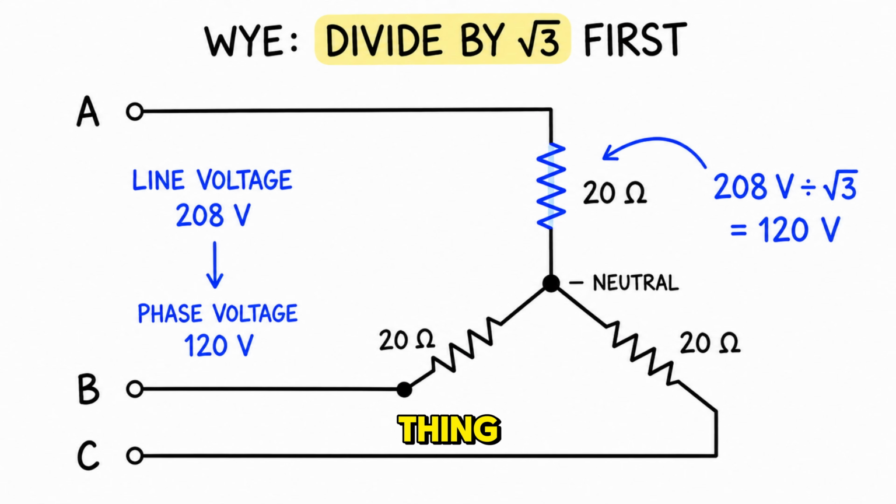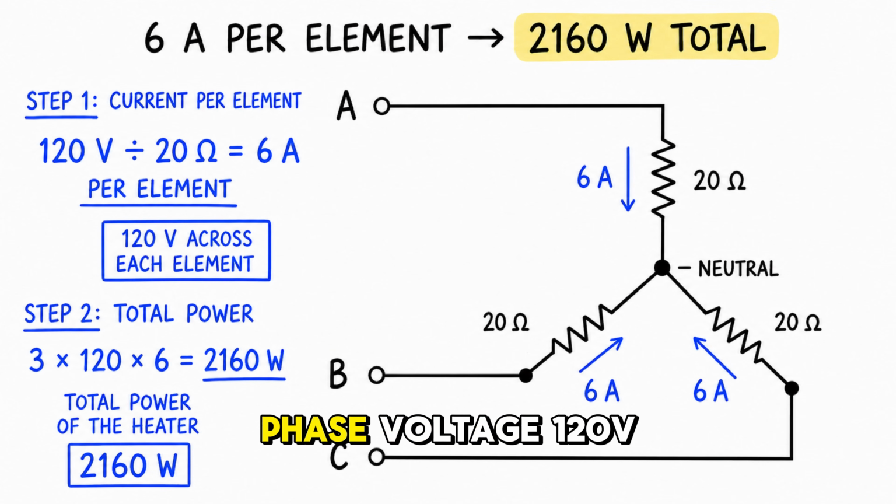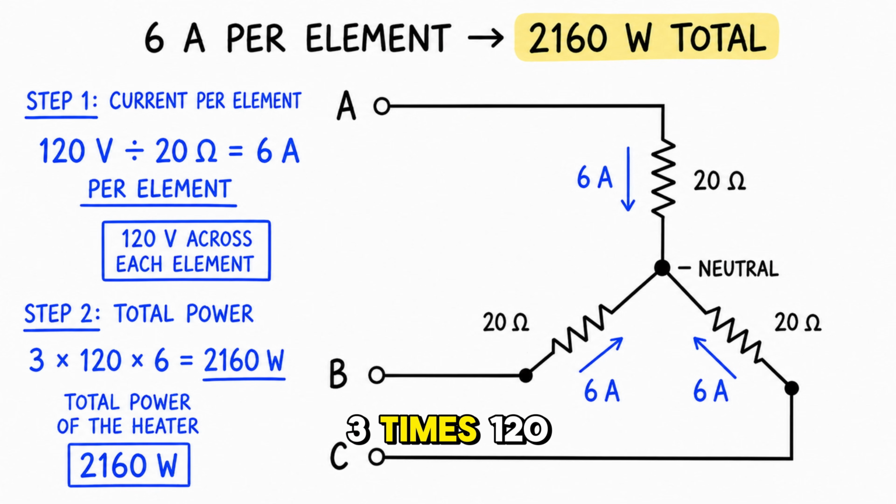Remember this simple thing. In Y connection, always divide line voltage by root 3 first to get phase voltage. Phase voltage 120 volts divided by 20 ohms gives 6 amperes per element. Total power equals 3 times 120 times 6, which equals 2,160 watts.